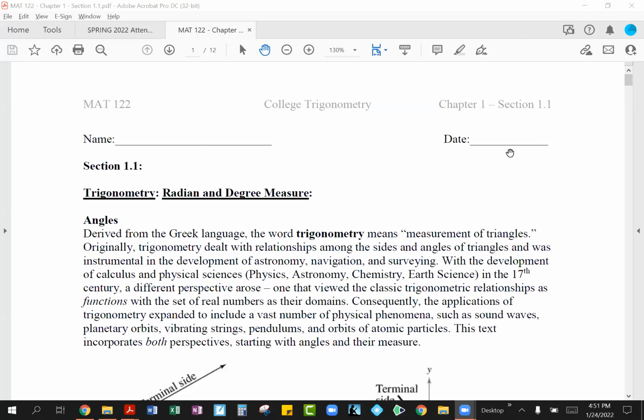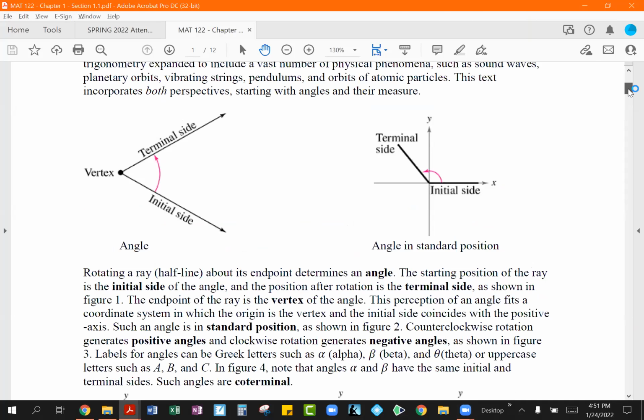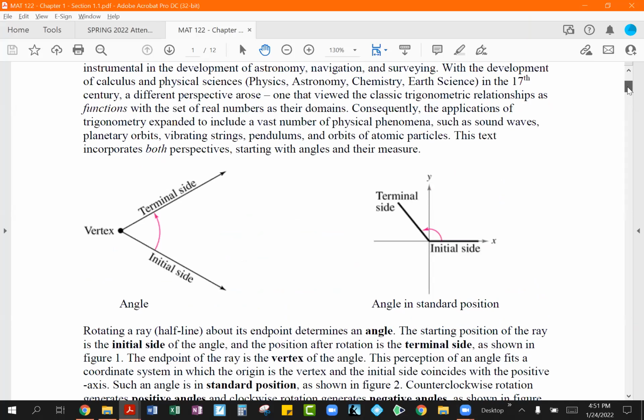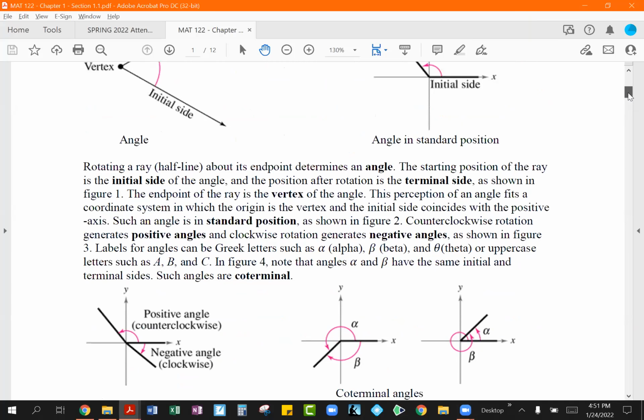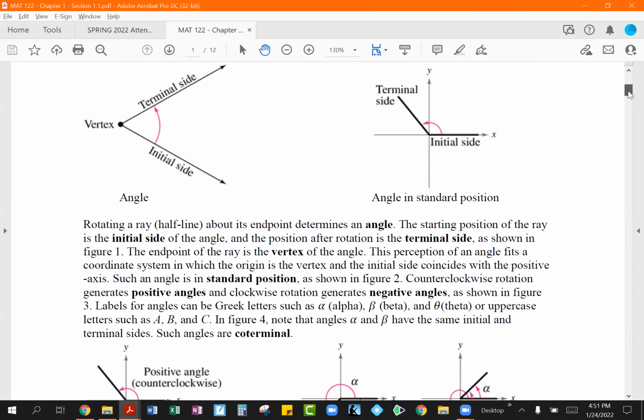So we were just beginning with our basic terminology, some terminology that you could get comfortable with, because obviously we're going to be using this as we move forward with the course. So we had talked about what the standard form of your angle looks like.